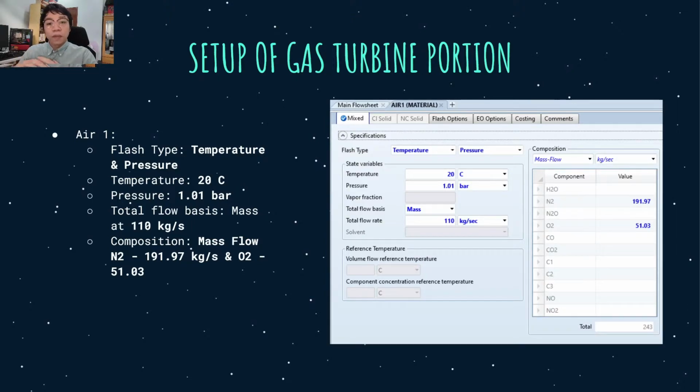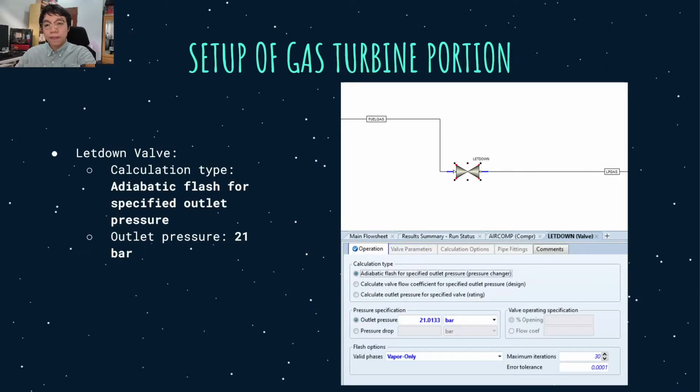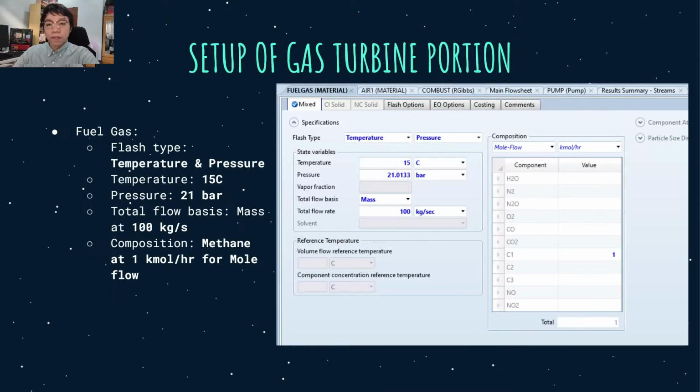Our flow basis would be based on mass at 110 kilograms per second, and our composition would be based on mass flow at kilograms per second, where our N2 would be at 191.97 kilograms per second, and our oxygen at 51.03 kilograms per second. The letdown valve would be at default, which is the adiabatic flash for specified outlet pressure, and an outlet pressure of 21 bar. Our fuel gas will be a flash type temperature and pressure.